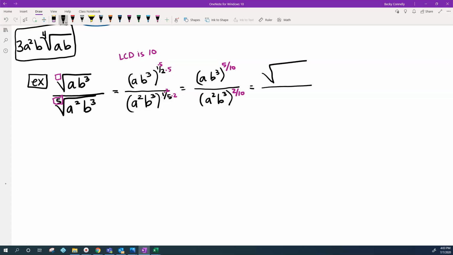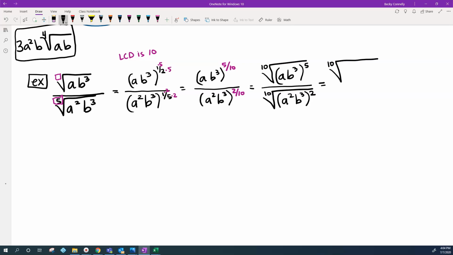So I'm going to have the 10th root on the top of ab to the 3rd all raised to the 5th power. All that stuff inside is raised to the 5th power, but I've got a 10th root. On the bottom, again, I've got a 10th root, right? That was the whole idea. I was trying to get those roots to be the same so I'd be able to subtract these. And then I've got a squared b cubed raised to the 2nd power, right? So that whole thing inside is being raised to the 2nd power. Okay, now I'm going to simplify by distributing those powers through.